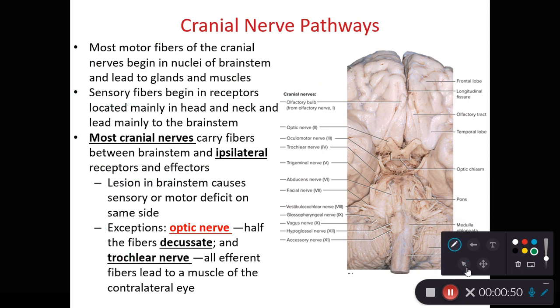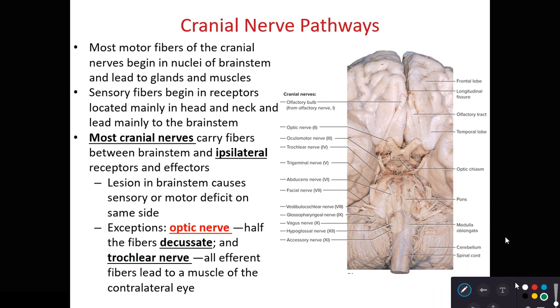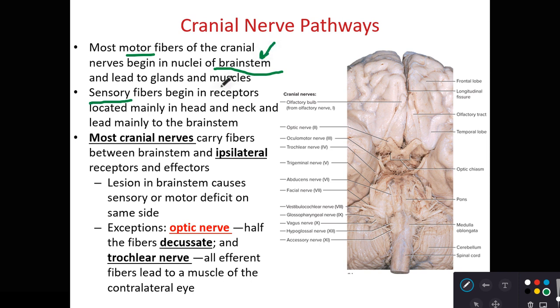So as we're looking at these cranial nerves, most fibers of the cranial nerves begin within the brainstem and then are going to go to glands and muscles. We're going to have some sensory fibers. I should say most of the motor fibers begin within the brainstem. Sensory fibers are going to begin with receptors that are in the head and neck, and then go primarily to the brainstem.